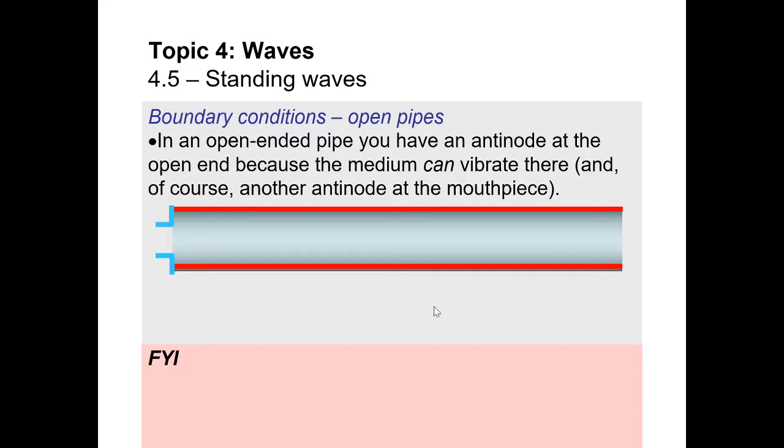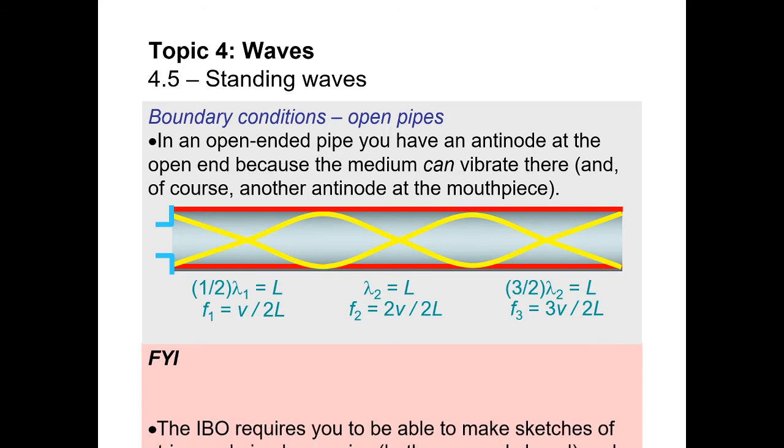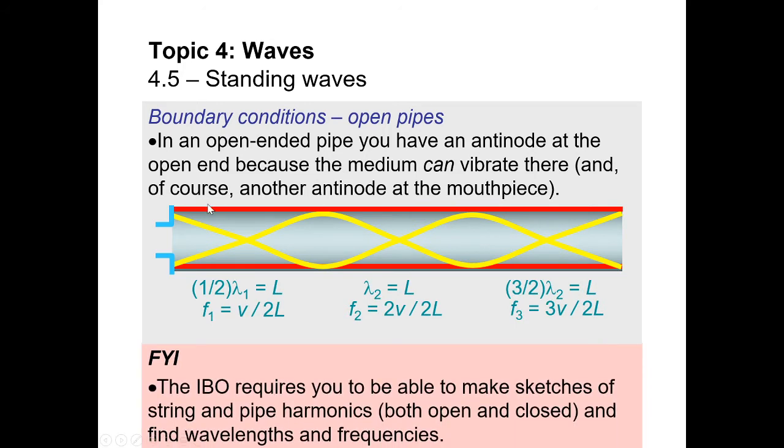Back to the slides. All right. So again, these slides are just going to go through the same thing I just went through. So feel free to look at this at your own leisure. Now, at the bottom here, it says the IBO, which is the IB organization, requires you to be able to make sketches of string and pipe harmonics, both open and closed, and find the wavelengths and the frequencies. And so this is a requirement in the Ontario curriculum as well. It's a very important requirement. So just because this bullet point here says it's for IB, it is also for ministry.